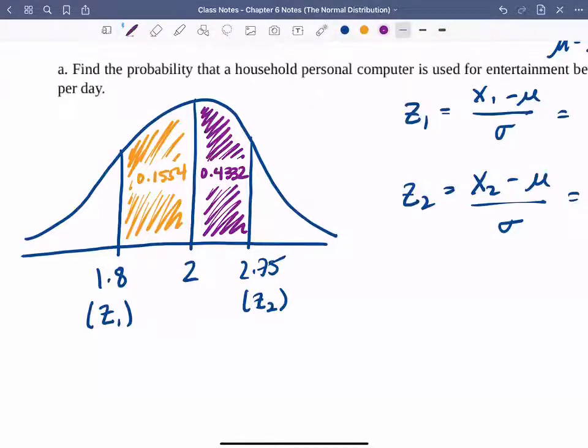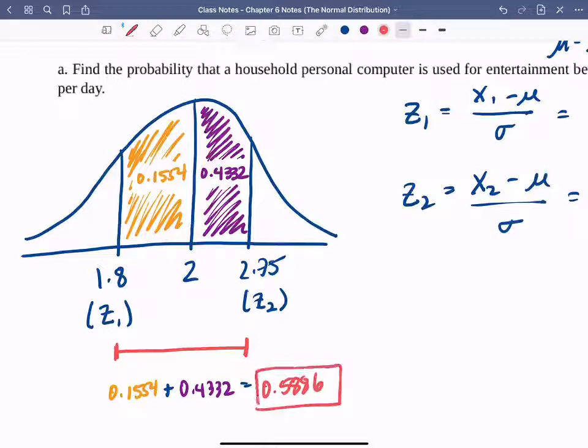So how do we figure that out? You're going to say that I need to know all of this here to here. What is the probability from there to there? So what do we do? We add the two numbers together. So 0.1554 plus 0.4332 equals, we add those together, punch them in our calculator, and we get 0.5886. This is the probability that the household computer is used between 1.8 and 2.75 hours per day.